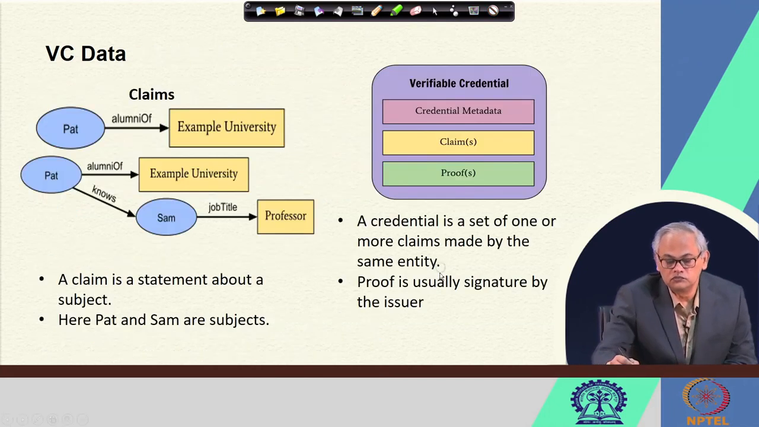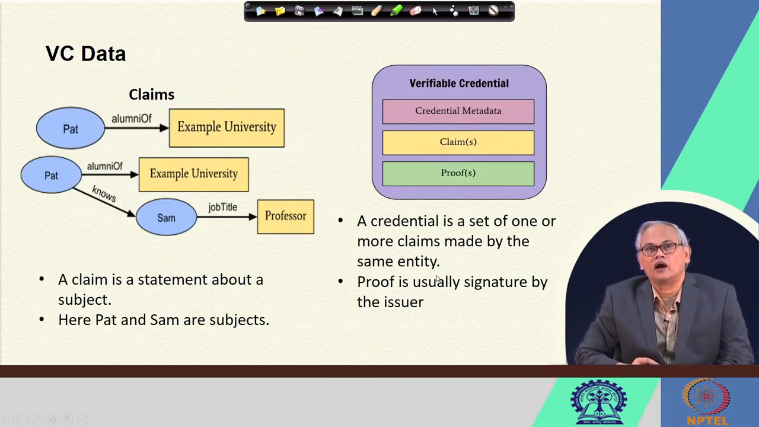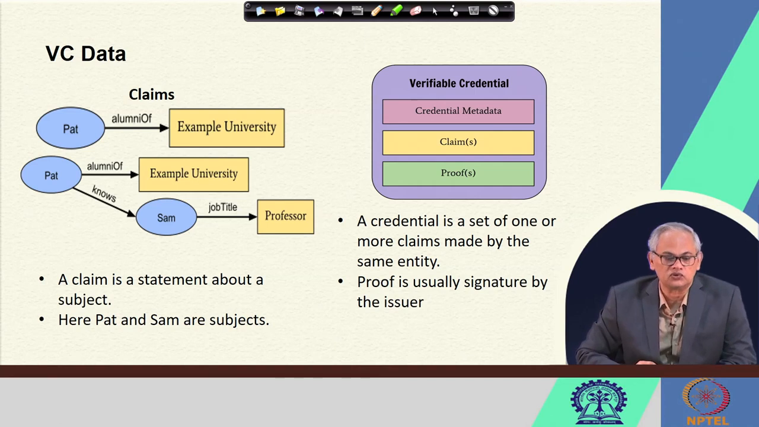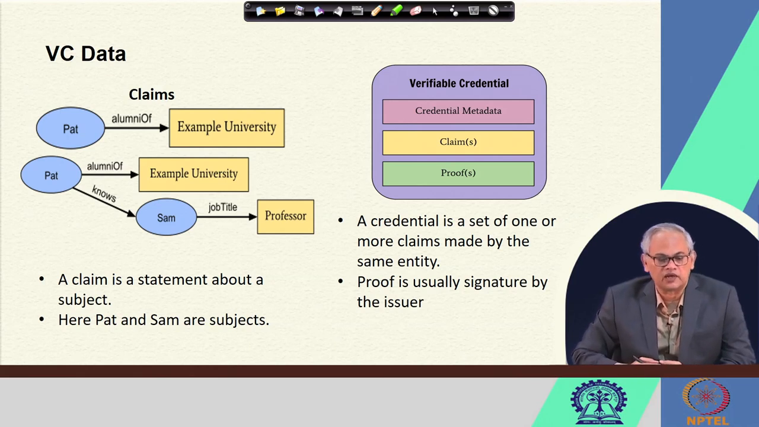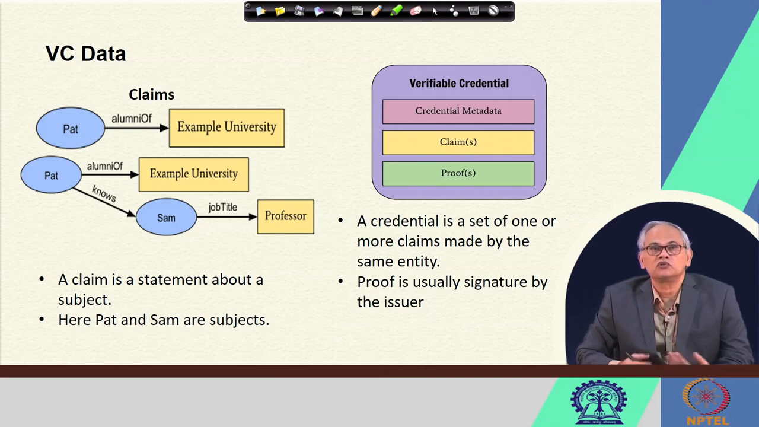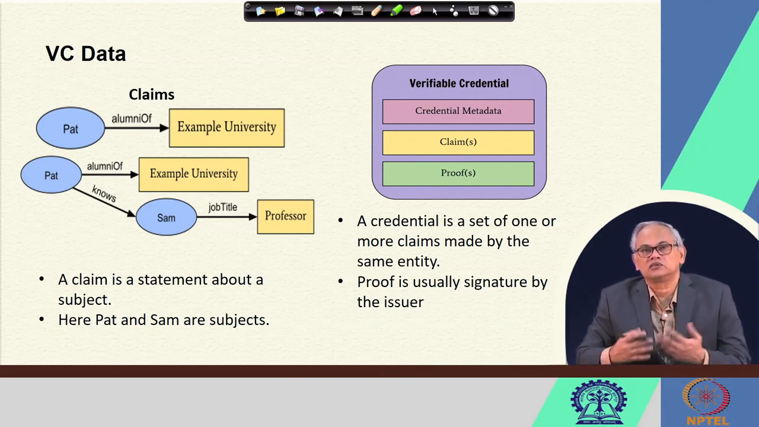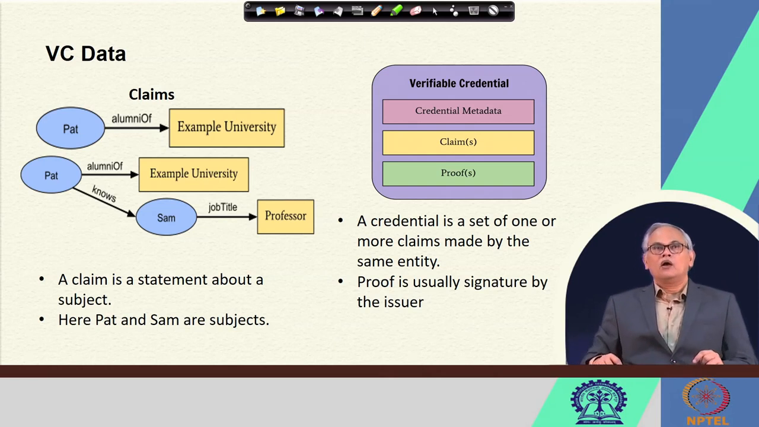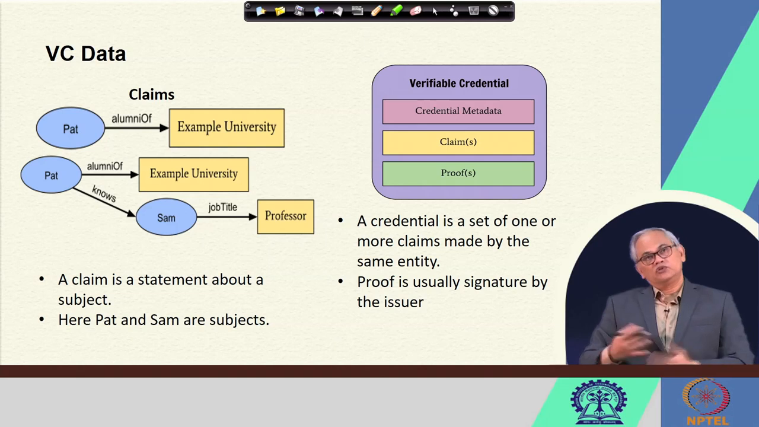So, let us look at how things work. So, the VC data. Say Pat is claiming to be an alumni of example university, and there could be other examples like Pat knows Sam, and Sam has the job title professor. So, you see that this example university would be the issuer for this alumni certificate for Pat. Or Pat knows Sam, that could be a self certification also, which is also allowed, that Pat says that I know Sam. So, that is just maintained as a VC.